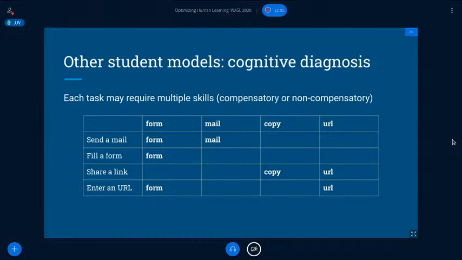So then I can decide whether I would better ask the second item or the third item, but I don't need to know whether they can fill a form or not, so I can just ask another item from which I will learn information about other skills. And these systems can be compensatory or non-compensatory, which means either one of the skills is enough to solve the item, or you would need all of them to be correct.